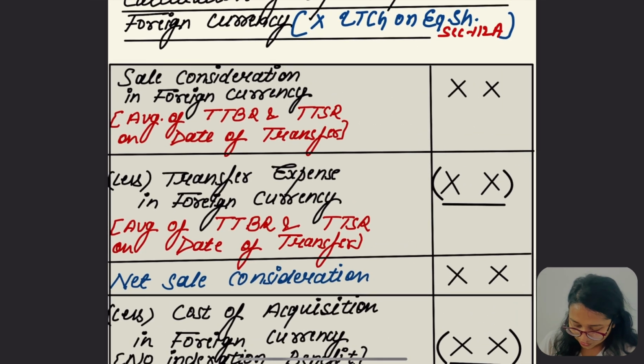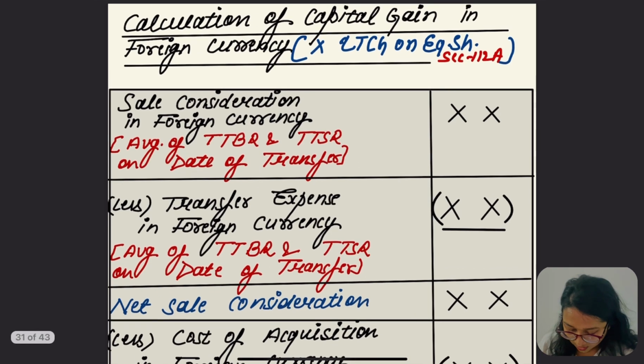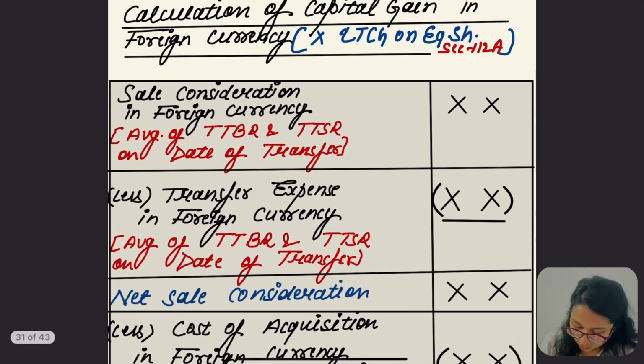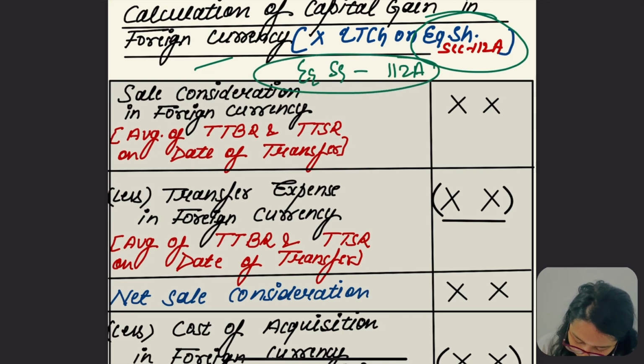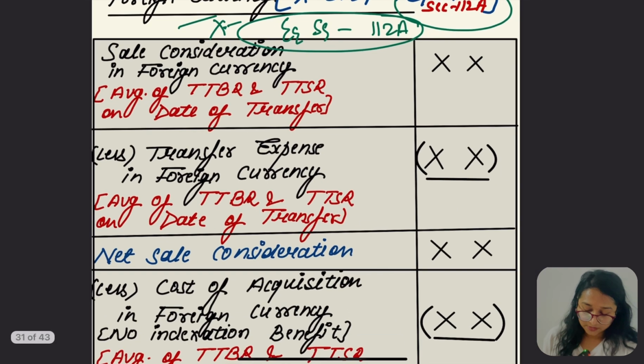Now let's go and check. This is almost similar to the capital gain chapter, but there is one point added, which is TTBR and TTSR. That's it. So we have to take the average of TTBR and TTSR. So let's check out the calculation of capital gain in foreign currency. But this is not going to be applied in case of equity share under section 112A. Equity share under section 112A is not going to be applicable.